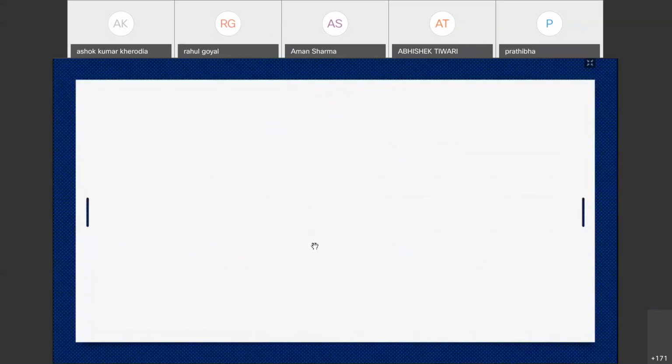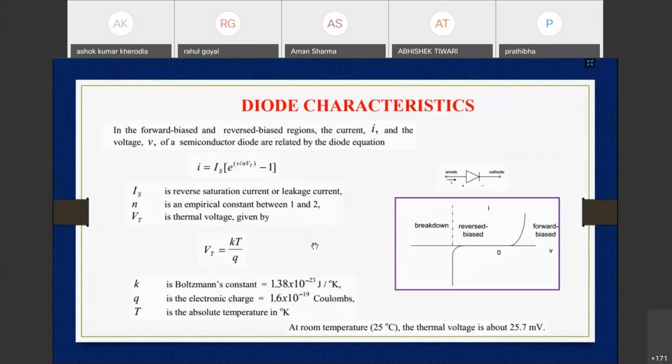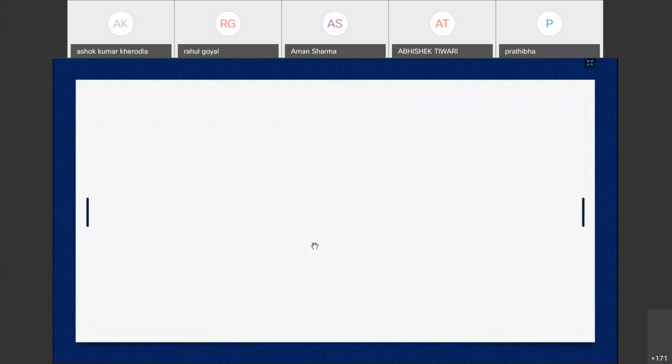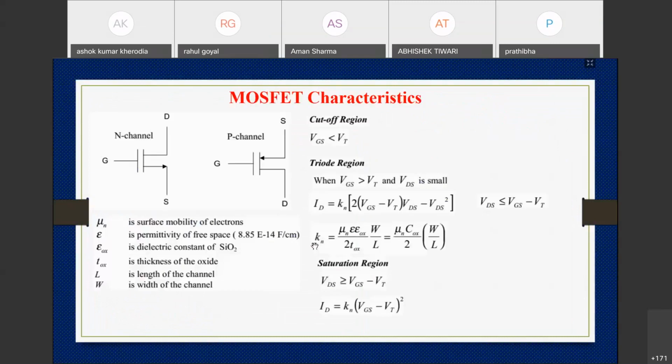There are many, but I'll not go into this one, MATLAB. I'll go to MOSFET characteristics, because there is a time limitation.